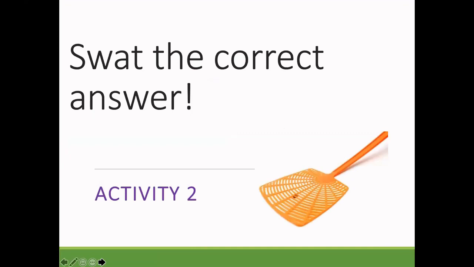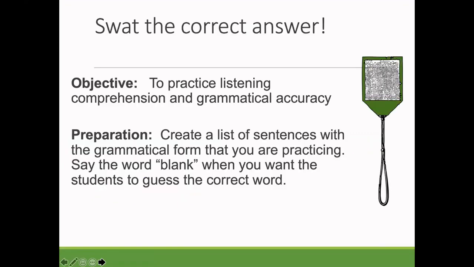Our next activity is called SWOT the correct answer. And this activity I use in my classes to reinforce grammatical accuracy and practice listening comprehension. So what you need to do is create a list of sentences with the grammatical form that you're practicing. And then you can say the word blank when you want the student to use the word.